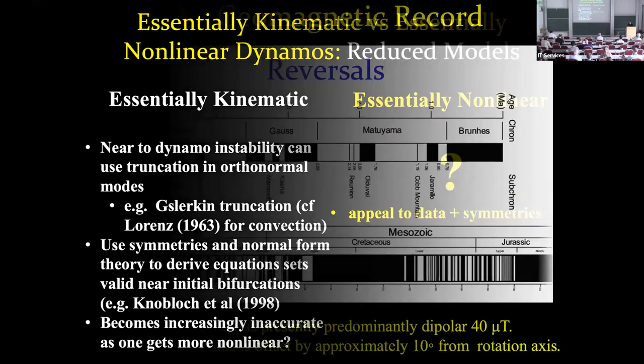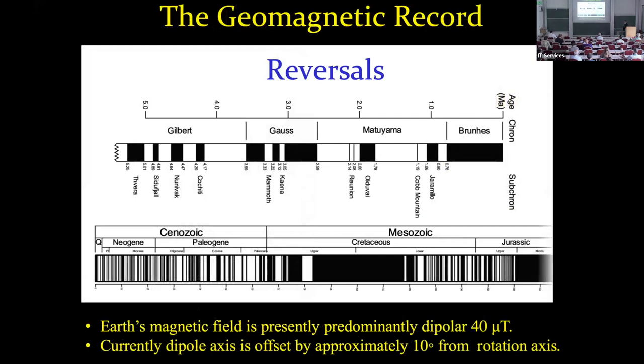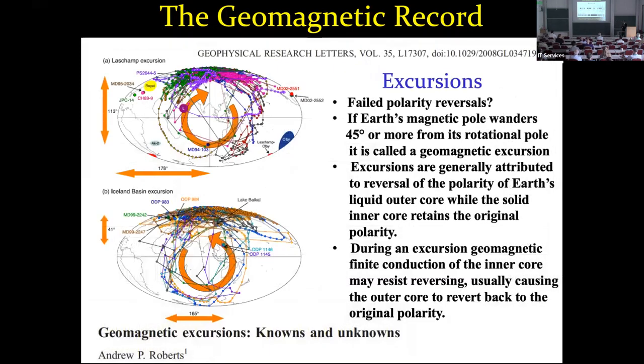I'm just going to say one thing, this is not my job, so I'm going to say two things about the Earth. The Earth, we all know, the magnetic field reverses. So there are these reversals. The Earth's magnetic field is presently predominantly dipolar, but we get all these reversals. So this is really the dipole flipping. But we also know that there are these things called excursions, where it's kind of like a failed reversal.